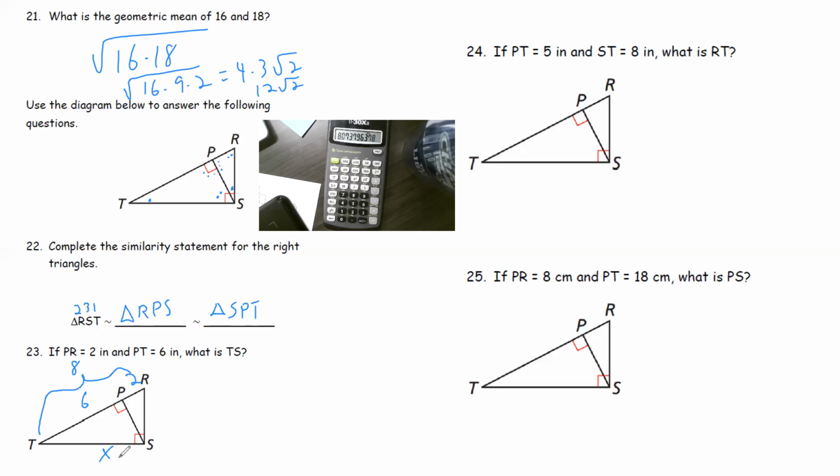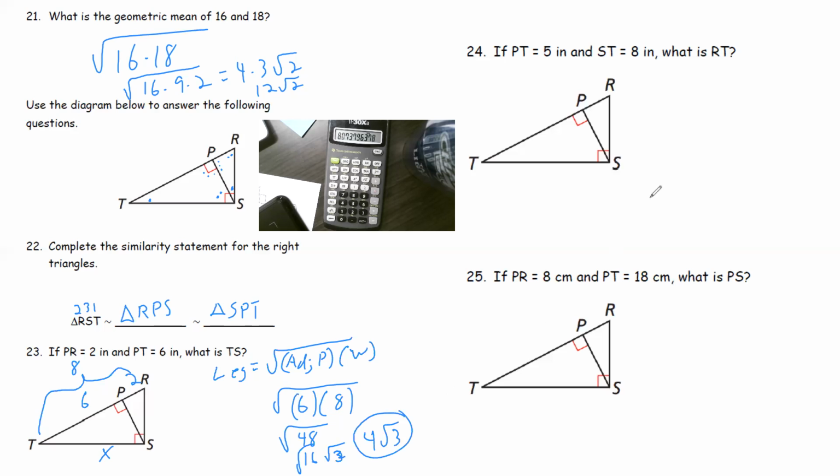So this is a leg. So we're using our leg formula, which is the adjacent part times the whole. Adjacent part on this one is the 6, and the whole here was 8. So we have 6 times 8. 6 times 8 is 48. We can take 16 out of that. That's 16 and 3. Whoops, I said 2. 16 and 3. So that's 4 radical 3 for our final answer on that one.